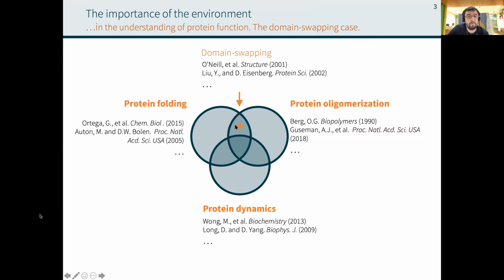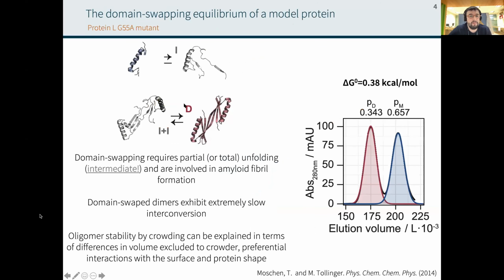But today we will navigate a topic that perhaps is not as explored as the rest: domain swapping. It's basically a kind of protein oligomerization that requires a partial unfolding of part of the protein, which exchanges one domain with another to create an oligomer. Our system is just a model system. It's a mutant of protein L that goes through a partially unfolded intermediate to create a dimer.